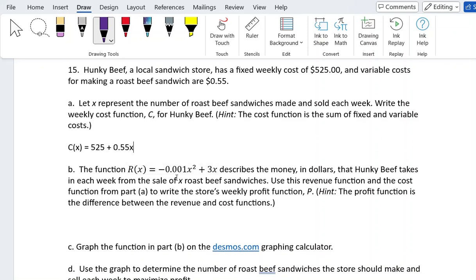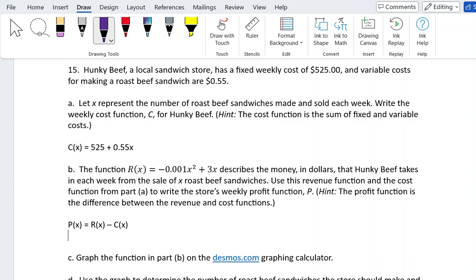Now we have a revenue function that describes the money that Hunky Beef takes in each week from the sale of x roast beef sandwiches, and we want to use the revenue and cost functions to write the profit function. The profit function is the difference between the revenue and cost functions. Or in other words, profit, P of x, equals R of x minus C of x.